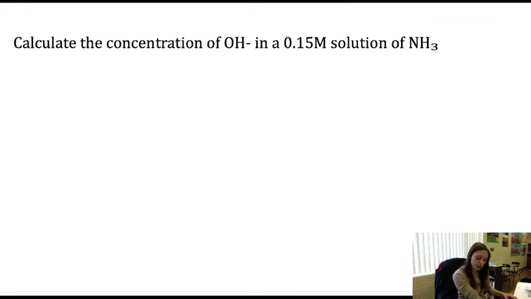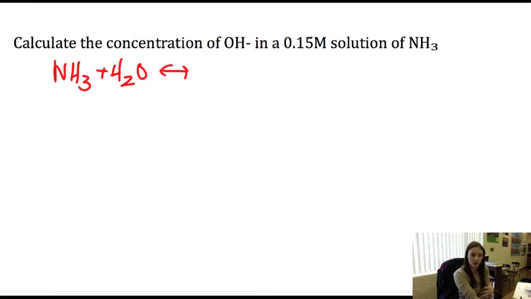Okay, so let's calculate the concentration of OH minus in a solution of 0.15 molar NH3. So if I'm dealing with NH3, now we're looking at it from the viewpoint of the base, so NH3 in water. Before we kind of just got rid of water and didn't think about it. Here it's a little easier with the bases to actually write water in, but you don't have to. We're going to have NH4 plus and OH minus.